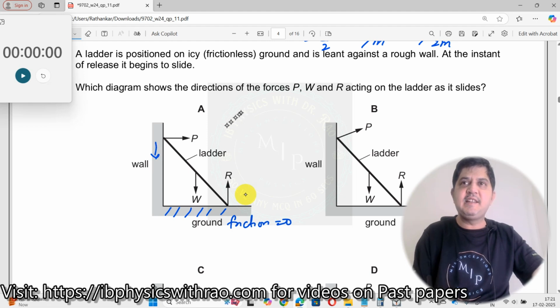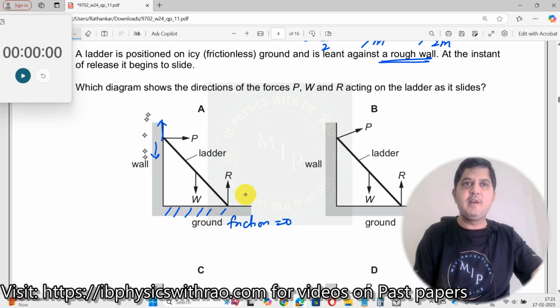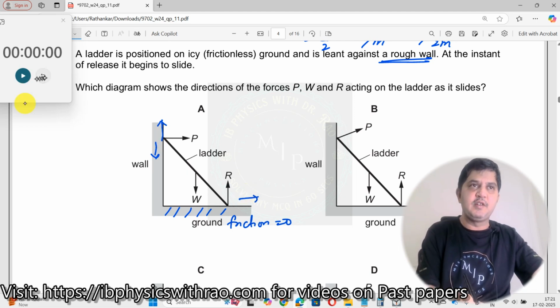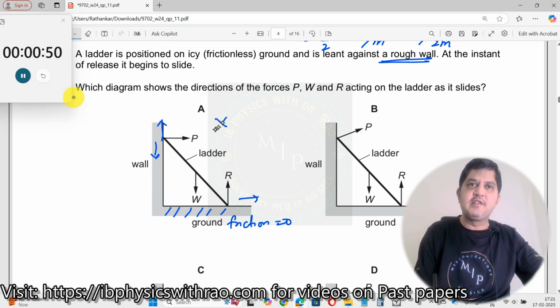And when you say this is a rough wall, see, it says it's against a rough wall, so there should be a friction here, but the frictional force is not shown. Why should it be upwards? Because the ladder is now coming downwards. It is sliding like this over here, so definitely there should be a frictional force over here, right? So now what are the forces we have? We have R here, W here, P here, and there's one more force here. Is this correct? No, this force is missing. So this is definitely incorrect.